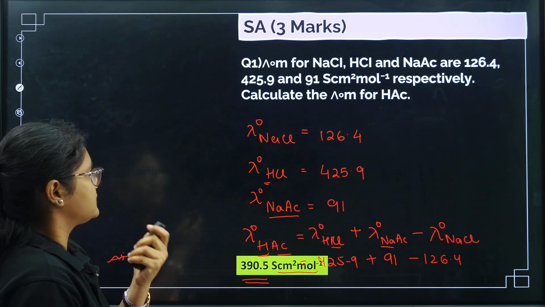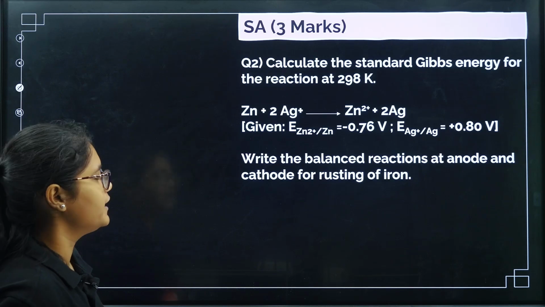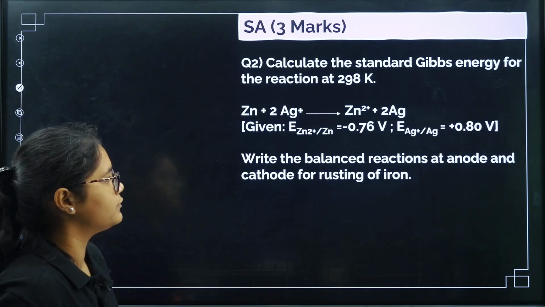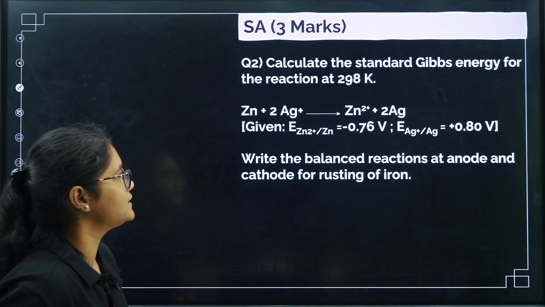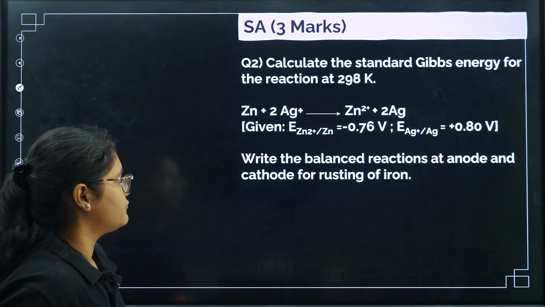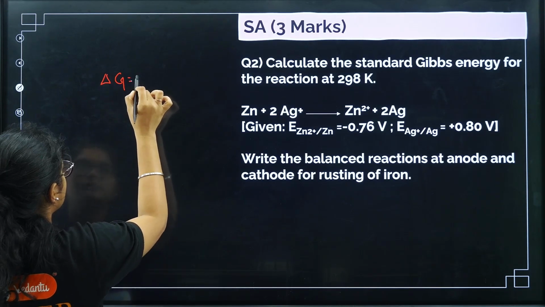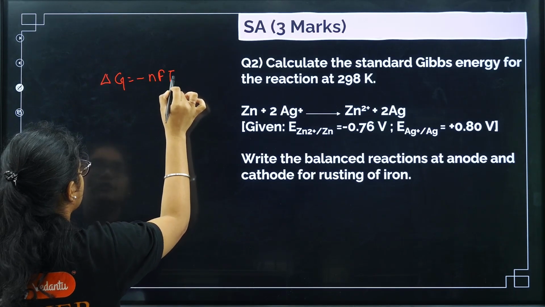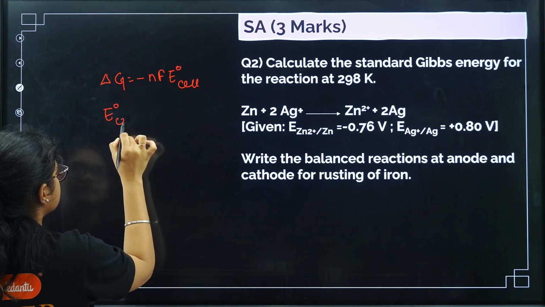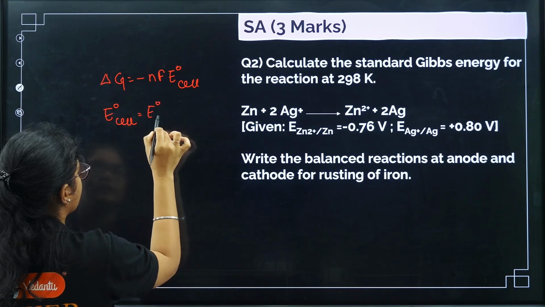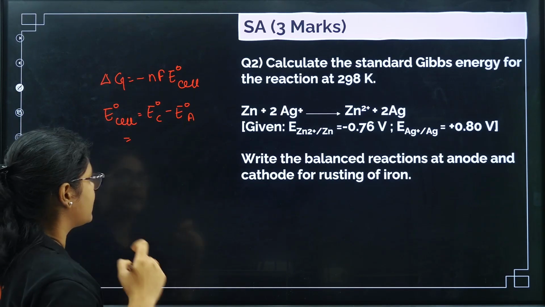Okay, next question, calculate the standard Gibbs energy for the reaction. So first of all you need to calculate the Gibbs energy, then write the balanced equation at anode and cathode for the rusting of iron. So first of all, what is the formula to calculate Gibbs free energy? Delta G is equal to minus nF E naught of the cell. And what's the formula of E naught of the cell? We have E naught of cathode minus E naught of anode. We'll first calculate E naught of the cell.